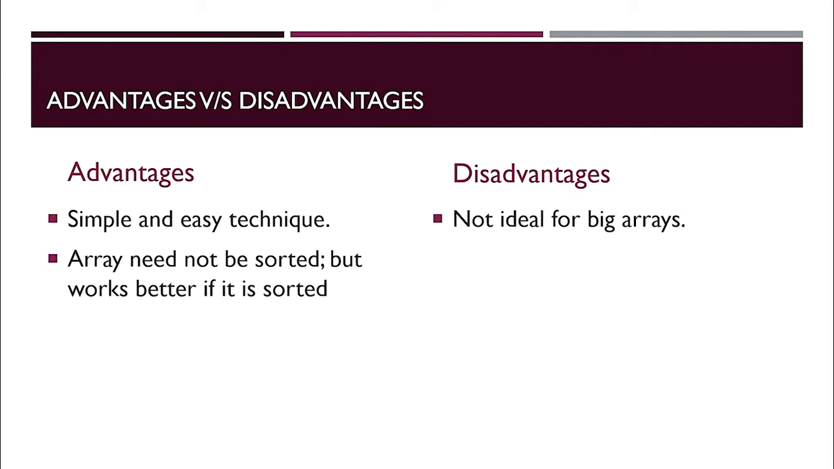Now, what are the advantages and disadvantages of the linear search technique? Well, the advantage is that it's a very simple technique. Let's be honest, it's quite simple. It's just a simple for loop, and we check each and every value in the for loop. Another advantage is that the array doesn't need to be sorted, and you'll get why this is such an advantage soon enough. But the disadvantage is that it's not ideal for big arrays.